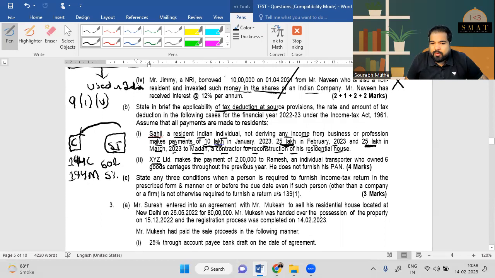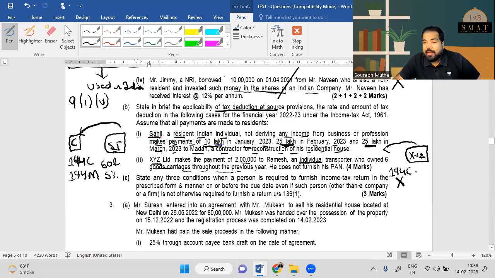XYZ Limited makes payment of 2 lakh to Ramesh, an individual transporter who owns 6 goods carriages throughout the previous year. So XYZ is making a payment to a contractor, 194C. But generally, a goods transport agent having up to 10 goods carriages, TDS will not apply if they give their PAN. But he has not furnished his PAN, and hence on this 2 lakh, TDS will be deducted. And hold your breath, not at 1 or 2%, but at 20% punishment rate. So these are the two TDS sections.